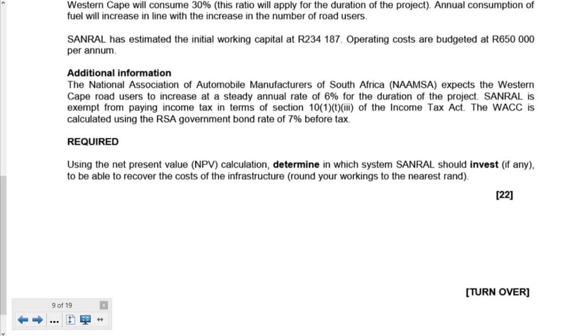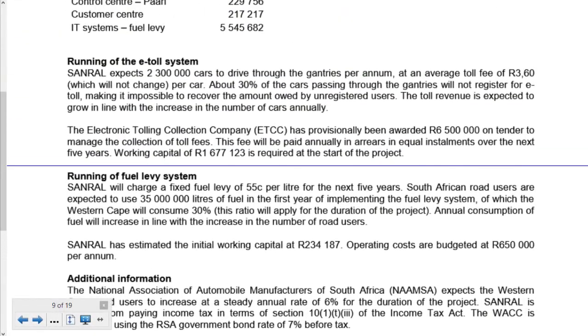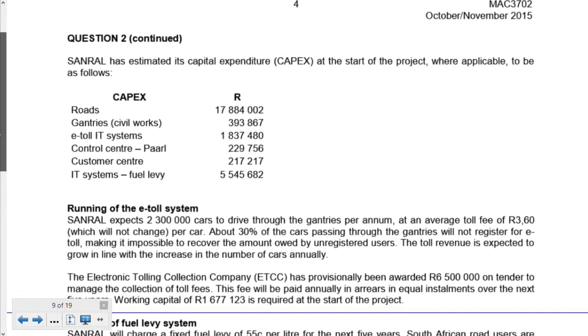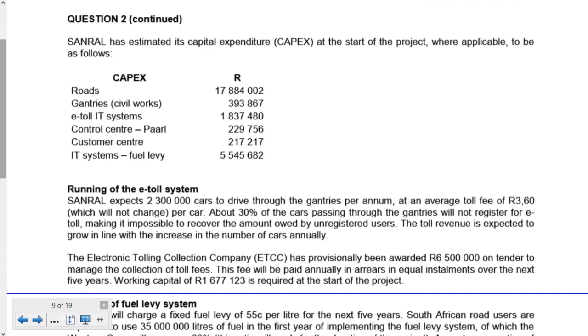Because what it is, SANRAL, you're familiar with SANRAL, right? SANRAL needs to recover, where's the amount of money they need to recover? 17, almost 18 million rand that they've spent on the cost of roads. And they're looking at 2 possibilities to recover that money. The one is e-tolls, and the other one is to increase the fuel levy. So it's the same principles that you would use in an NPV calc, right? But these are the 2 scenarios. So these are the 2 you've got. You're going to do 2 NPV calcs.